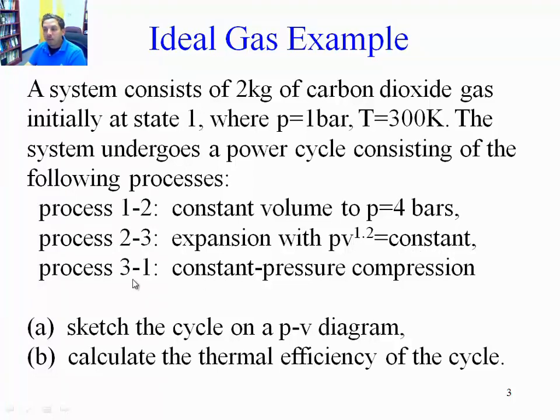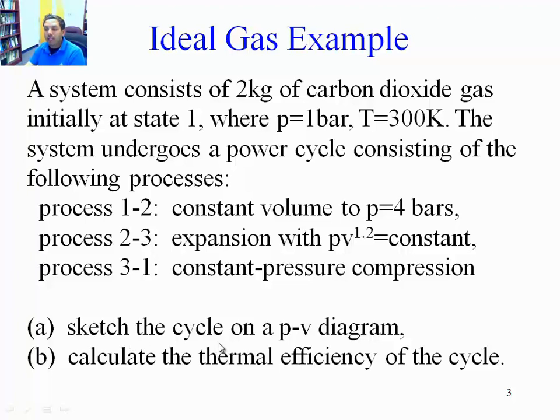And then the final process, there's 3 processes to close the cycle. Process 3 to 1 is a constant pressure compression or contraction. Constant pressure basically means that the pressure at state 3 is equal to the pressure at state 1. So the process from 2 to 3 takes us back to the original pressure of 1 bar, because the process from 3 to 1 is an isobaric process, a process of constant pressure. Okay, so this is the information that is given.